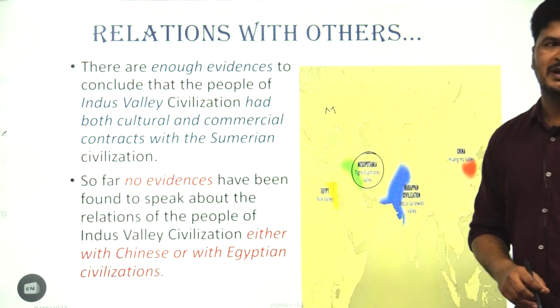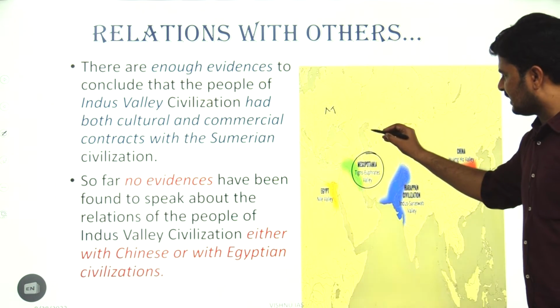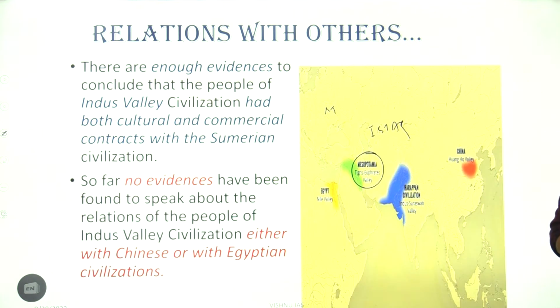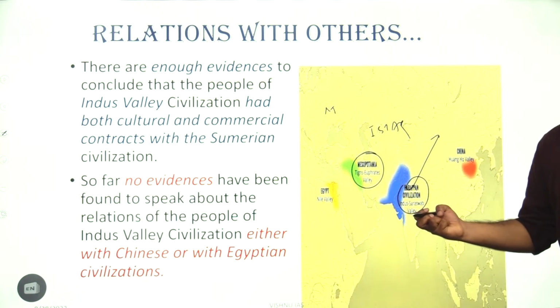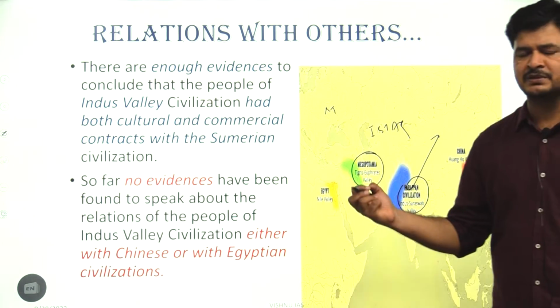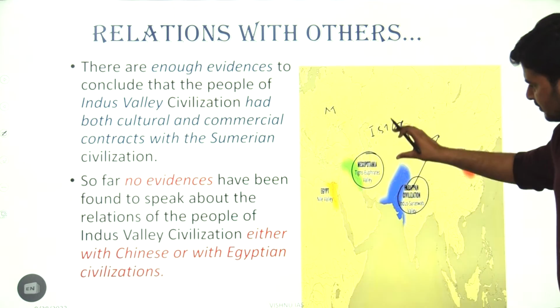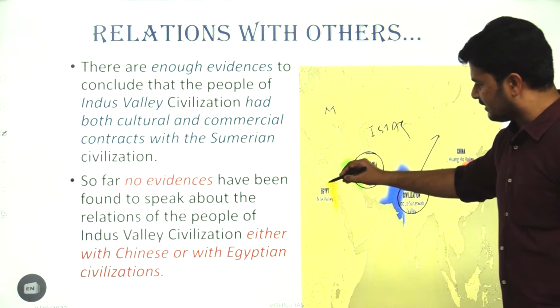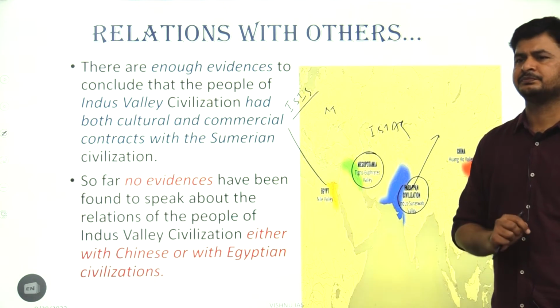The best example, mother goddess, we'll discuss. The mother goddess of Mesopotamians was called Ishtar. Even in Indus Valley civilization, the main deity happened to be the mother goddess. In Telugu we call it Amma Talli. The mother goddess of Mesopotamia is Ishtar. The mother goddess of Egypt is Isis, not the terrorist organization, please.